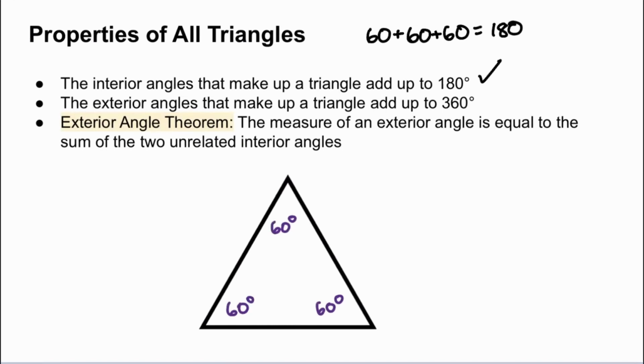Now the second one talks about exterior angles, and exterior angles just means any angles that are formed on the outside of this triangle. Because these 60s are inside the triangle, they're interior. But if we want to see the exterior angles, we're going to have to extend or elongate the line segments that make up this triangle.